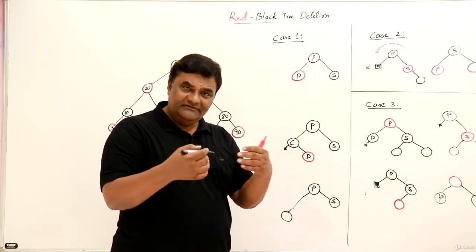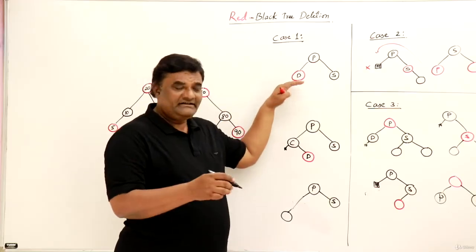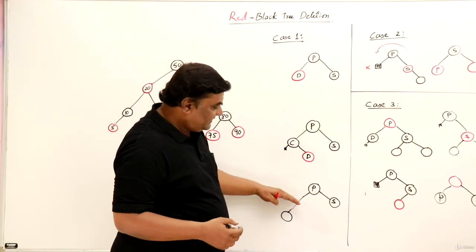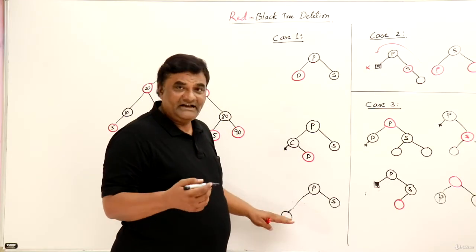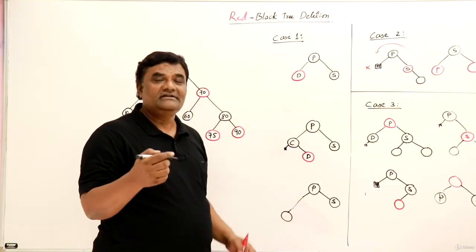Let us do it more simple once again. If the node is red, delete it. Node is red, delete it. Node is red and the child is black, definitely will be black, it will take its place. So node is red, delete it.